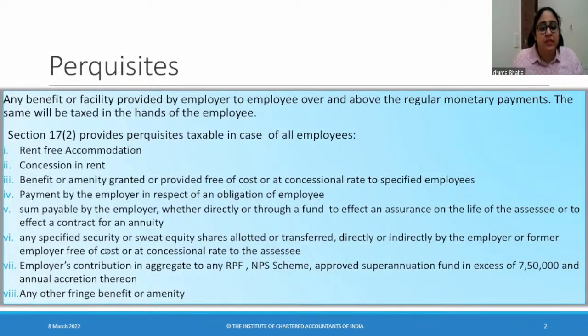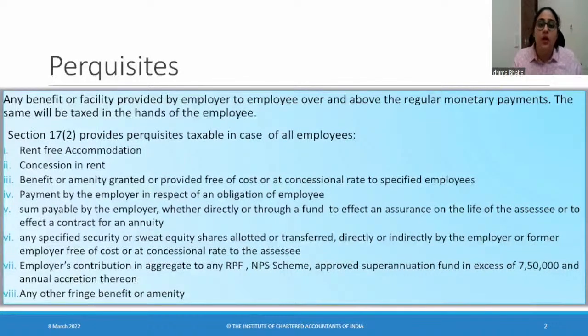Any specified security or sweat equity shares allotted or transferred directly or indirectly by the employer or the former employer, free of cost or at a concessional rate. This is employee stock option. That is a perquisite. Uska value kaise nikalte, we'll come to it. Employer's contribution in aggregate to any RPF, NPS scheme, approved superannuation fund in excess of 7.5 lakhs and obviously annual accretion thereon. Mark it as very important.